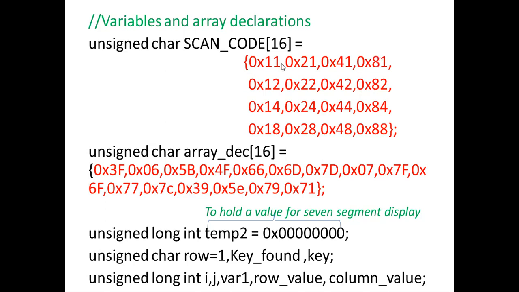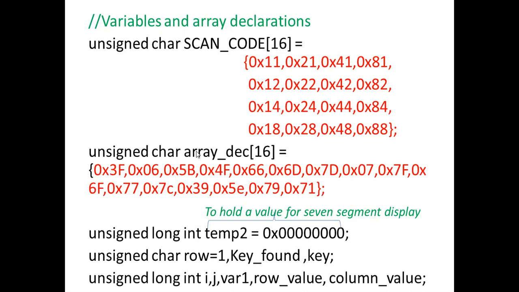And in 1 1 1 1, the lower nibble of each hexadecimal number indicates row 1. Correspondingly, for the second row, this one indicates column 1, row 2, column 2, row 2, column 3, row 2, and column 4, row 2. Similarly, for the third row and fourth row, the hexadecimal values are established. So this is an array of 16 elements indicating the row value and column value, which in turn indicates which key among the 16 is pressed.